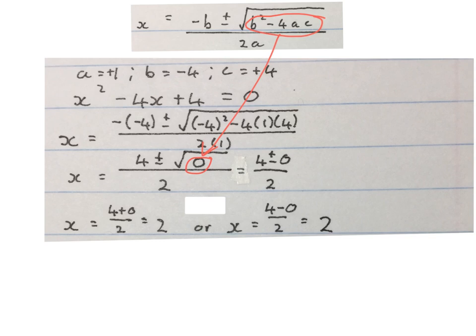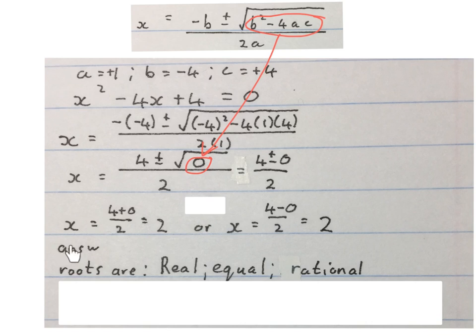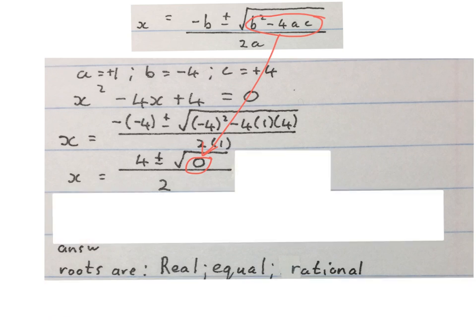So we're actually getting two answers, but they are equal. They are the same. So my answers are real. They exist. They are equal. We got the same answer. And they are rational. They worked out nicely. So in future, when you get to this step, and you can see that b squared minus 4ac is 0, you already know your answers will be real. They will exist. They'll be equal. It's going to be the same answers. And they will be rational.